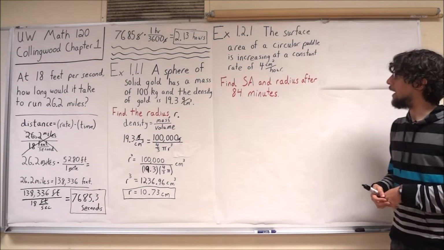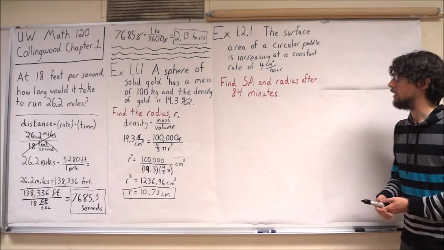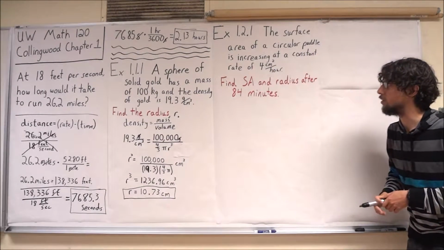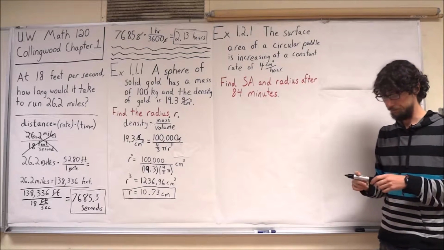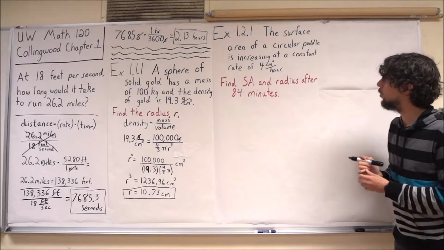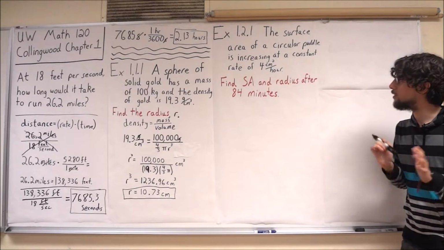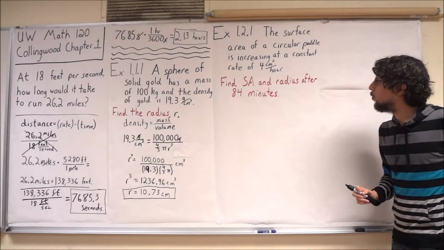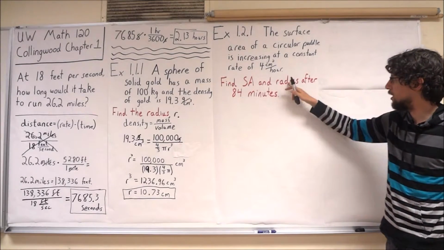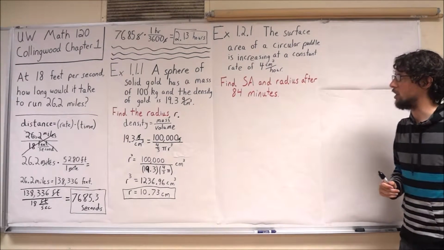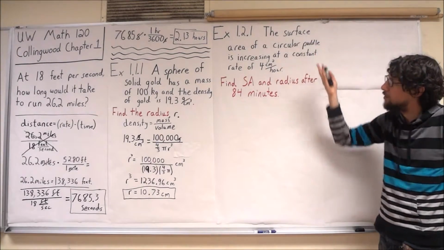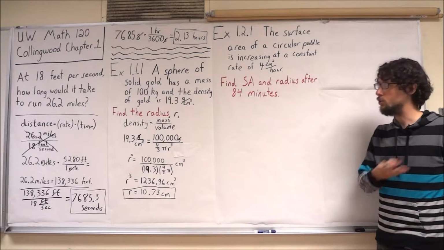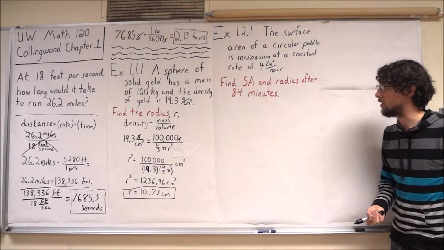And the last thing I want to point out is that these units of minutes here don't line up nicely with our units of hours here. So with that in mind, let's dive in. Will we have an easier time modeling the surface area or the radius after 84 minutes? We're working with the surface area, so let's start by computing the surface area and then using that to compute the radius later.